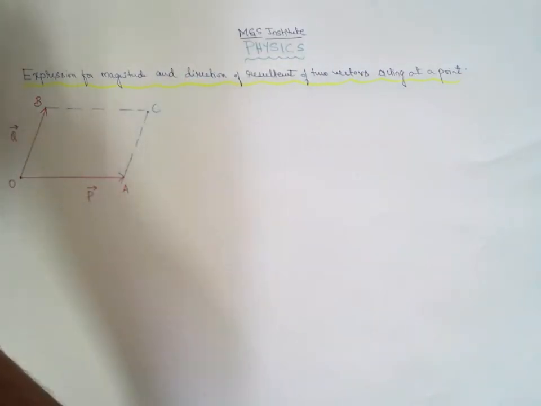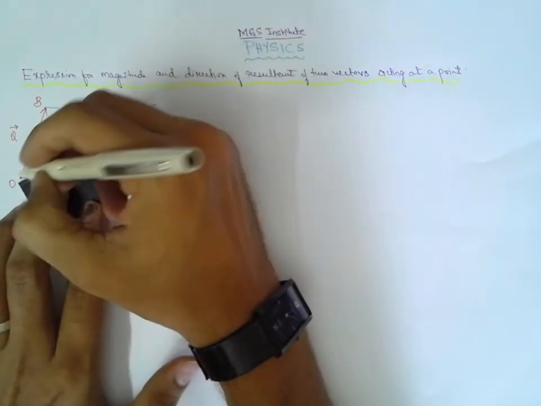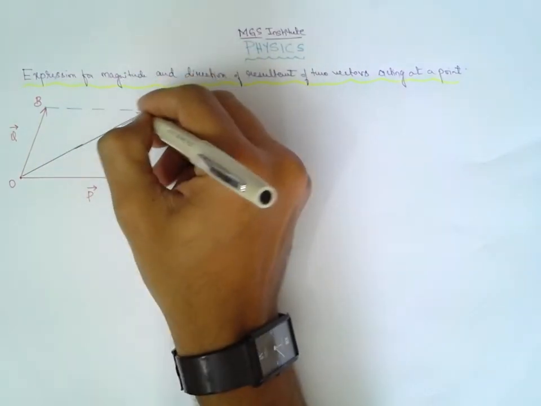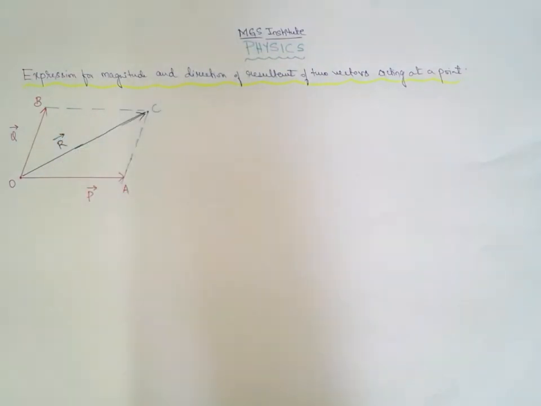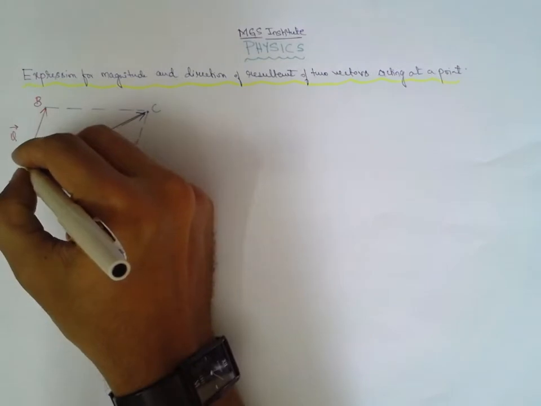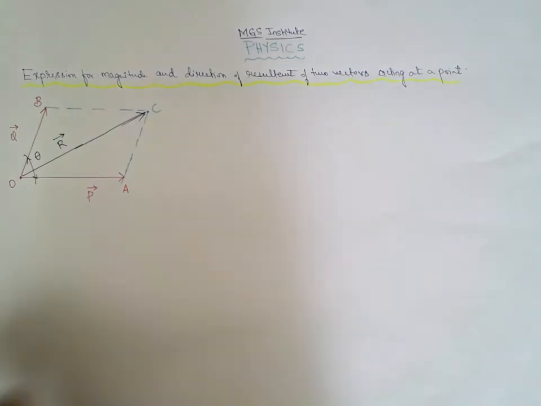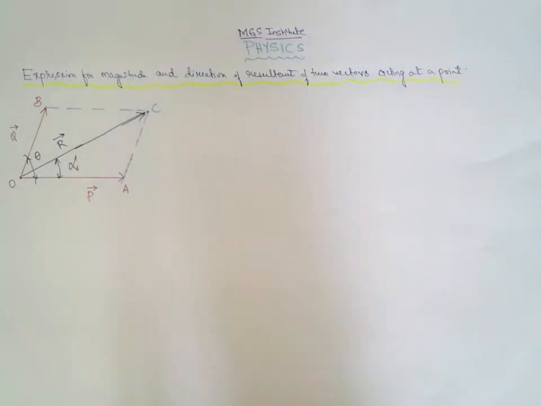Now I can draw a diagonal from O to C. This diagonal happens to be the resultant of P and Q. Let the angle between P and Q be called theta, and let the inclination of this resultant be denoted by alpha with respect to P. So this much would be clear to all of us.